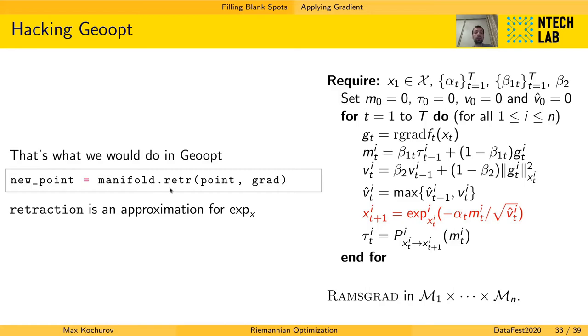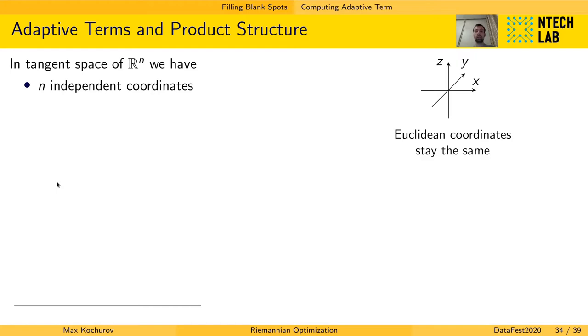As input to the retraction, you give a point and gradient, and under the scenes, it will compute the correct update, and the new point will lie on the manifold and satisfy all the constraints. So, what about adaptive terms and Riemannian optimization?